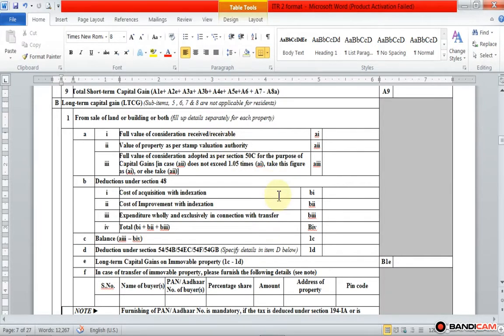If the land and building was sold by the SEC, then we fill the information here, that is full consideration received or receivable, then the value of property as per the government valuation. Then deduction under section 48 for acquisition of land and building, for development of land and building, and expenditure incurred for transfer of land and building. Then we make a total, that is B1 plus B2 plus B3. We get a total, that is B4. Then we find out a balance: A3 minus B4. We get a total.